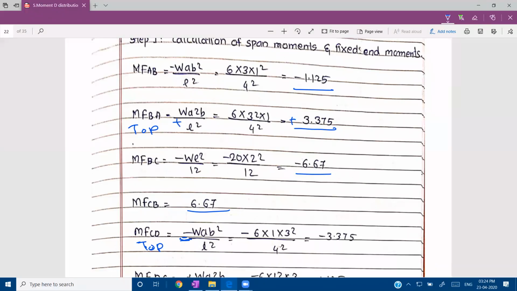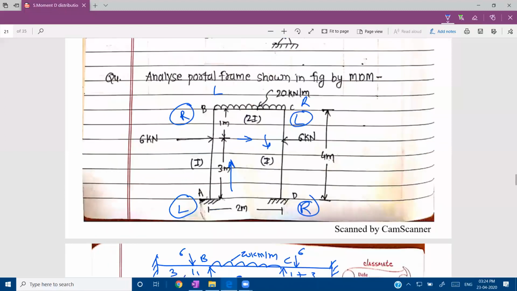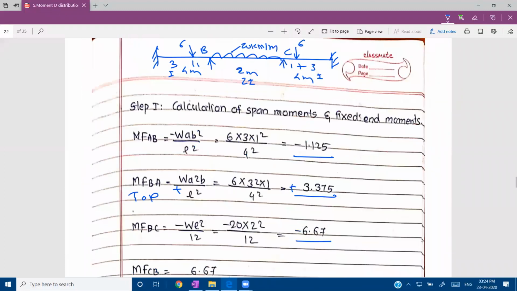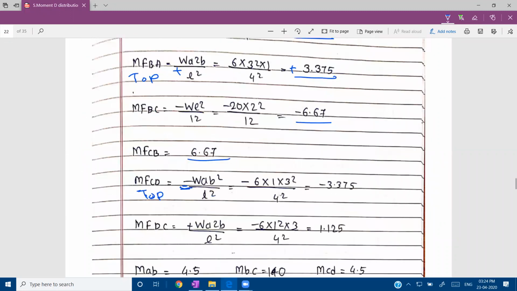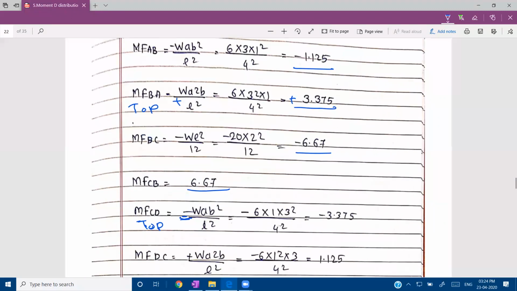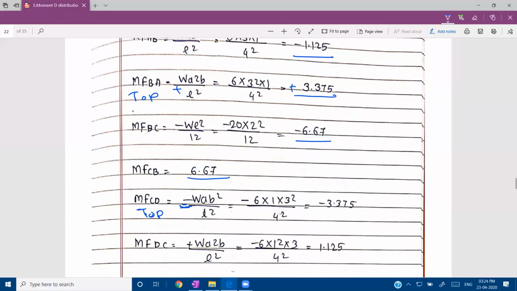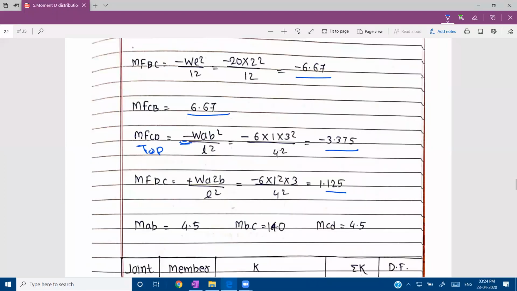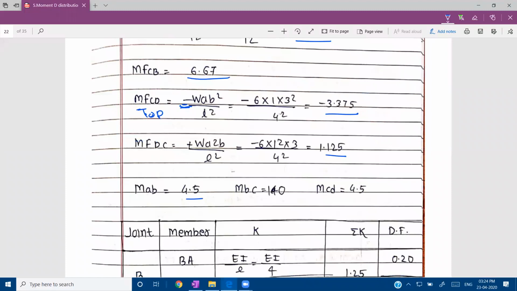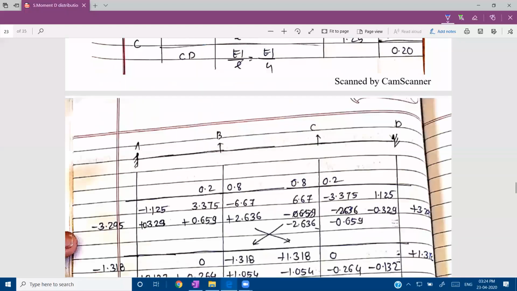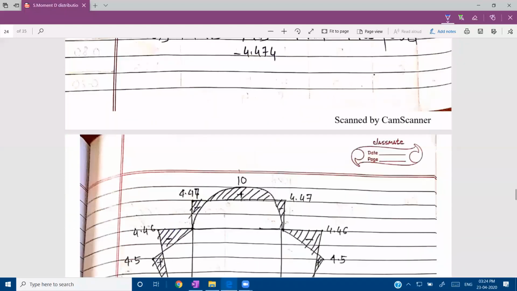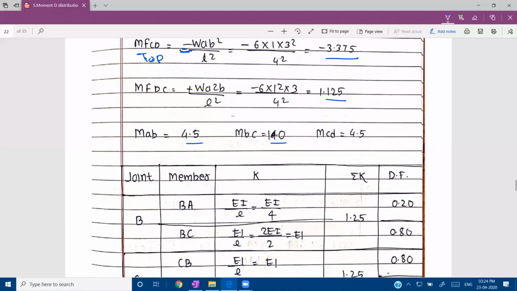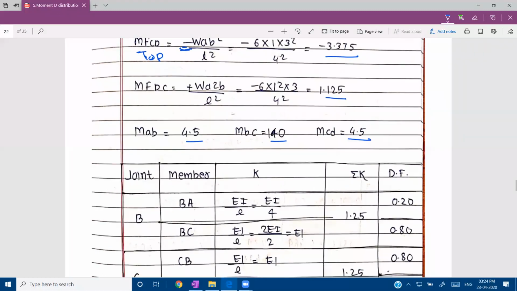Because for column AB, B is the right support, and for column CD, C is the left support. That's why the values are somewhat different in case of AB and CD columns. So MFCD here is minus 3.375, MFDC is plus 1.125, and span moment AB is 4.5, BC is, I think, 10. MFBC is 10 and MCD is 4.5.